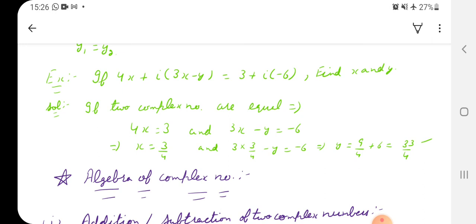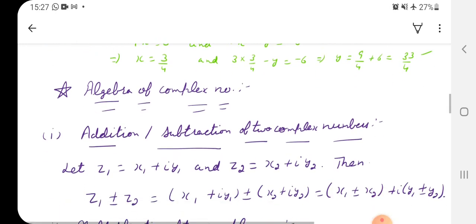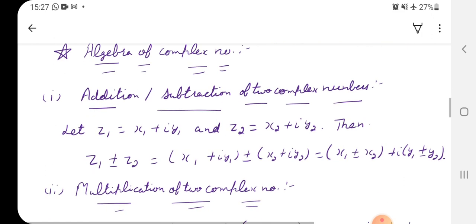So now solve both these equations, you will get the values of x and y as 3 by 4 and 33 by 4, right? Now for moving forward, we will look at the algebra of complex numbers. Algebra of complex numbers. So in algebra you all know firstly we have addition and subtraction.